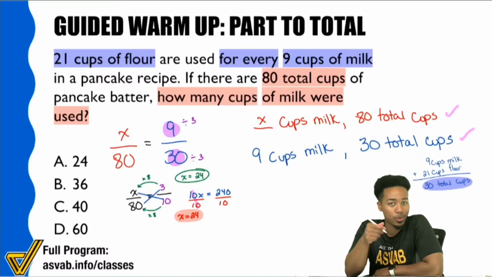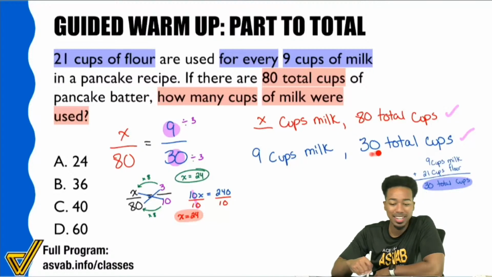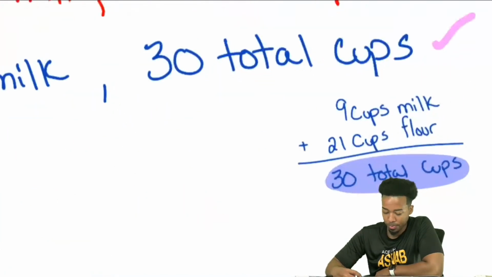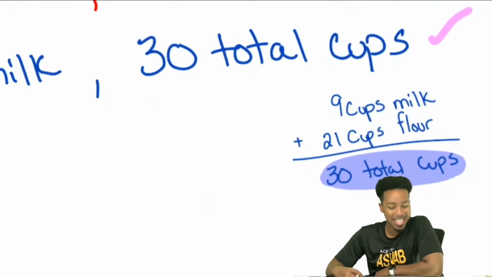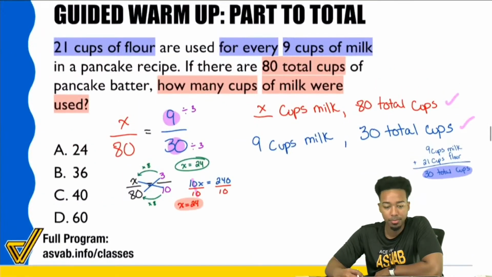We added because of the word total. We wanted to make sure that we are comparing milk to total, and we didn't have total at first. We had flour. To get total, you got to mix the flour and the milk. So that's what this was all right here. 9 cups flour, 9 cups milk, 21 cups flour. That's how we got the 30 total cups. That's how we got it.